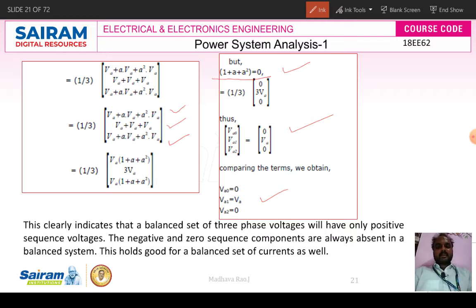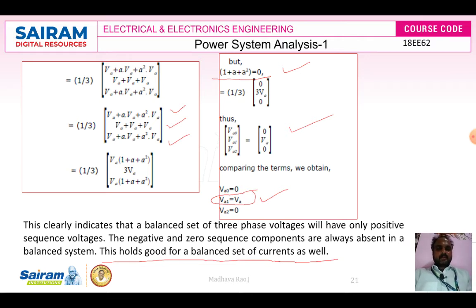So it is clear that the balanced set of three phase voltages will have only positive sequence voltage. Positive sequence voltage VA1 is equal to VA. The negative sequence component is always absent in the balanced system, and the zero sequence component will also be absent. This holds good for a balanced set of currents as well.